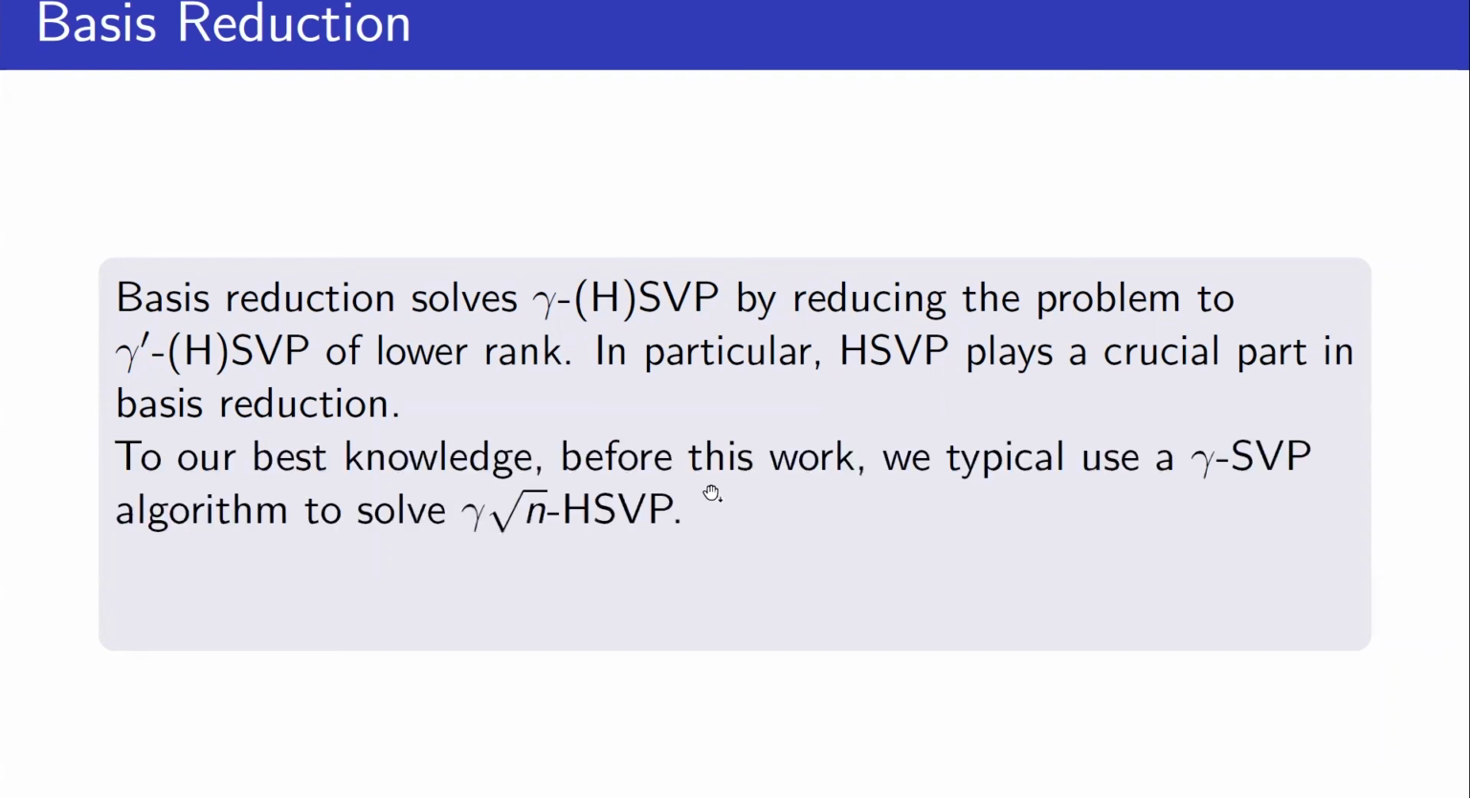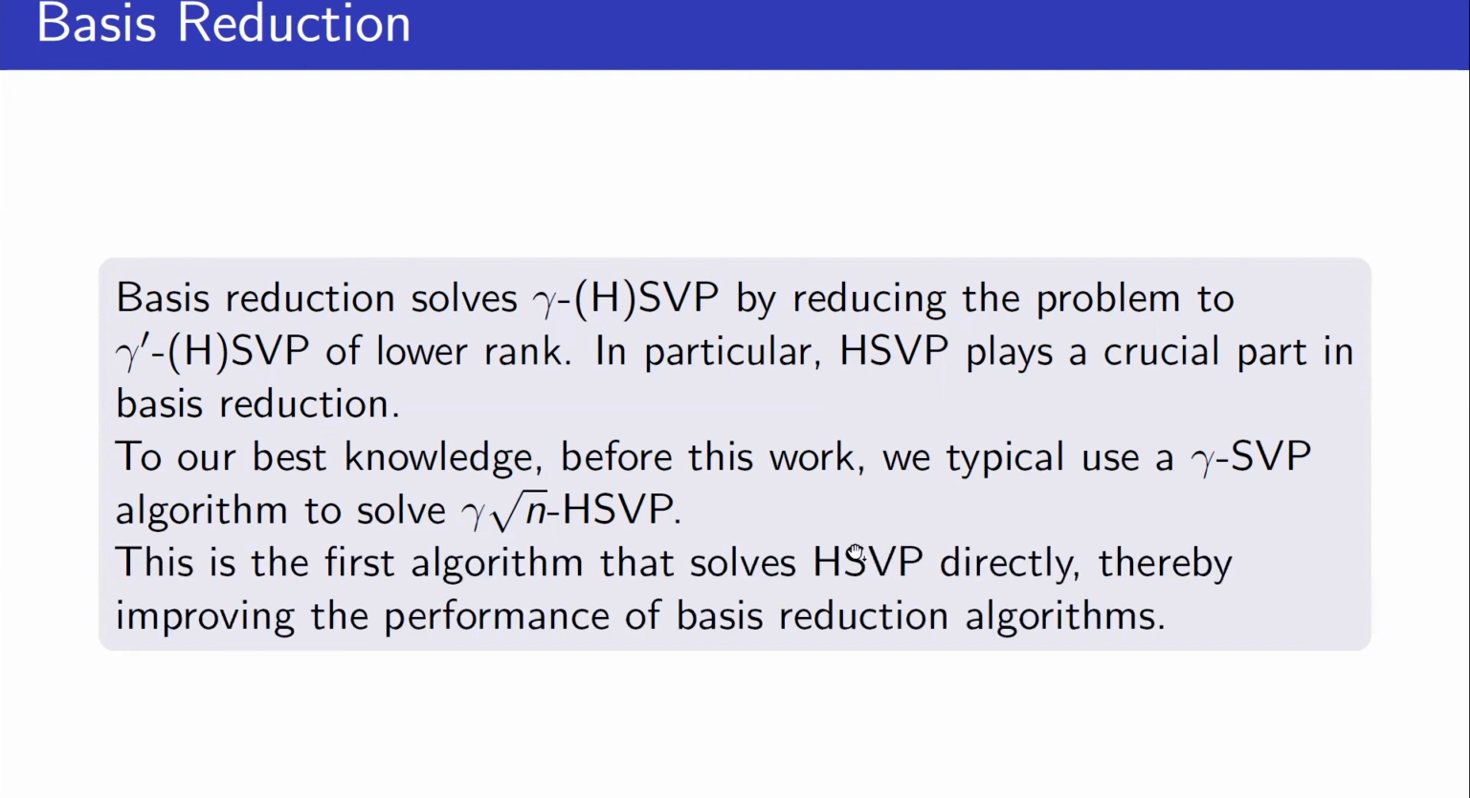Before this work, as far as we know, we typically used a gamma SVP algorithm to solve gamma square root n HSVP, so we lose a factor of square root n here. In this work, we have an algorithm that solves HSVP directly. Thereby, we are able to improve the performance of these basis reduction algorithms.